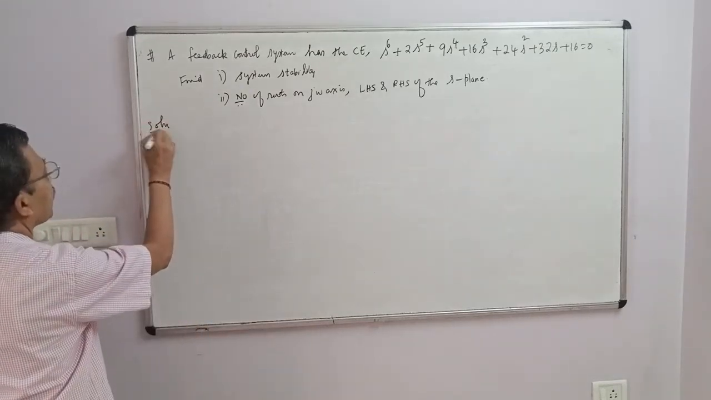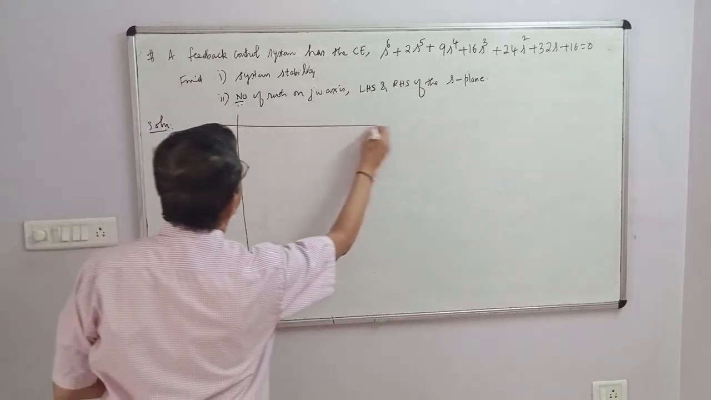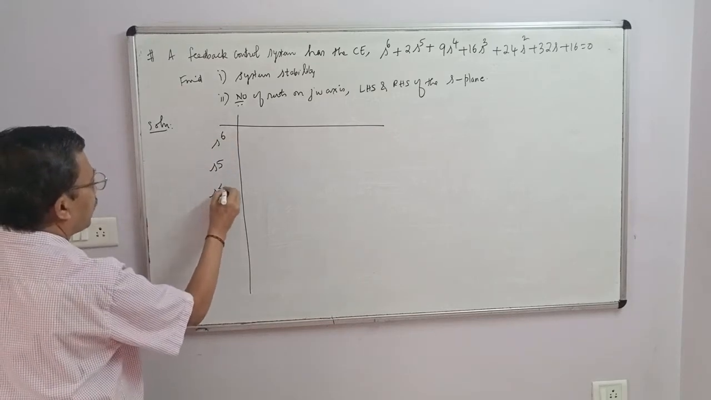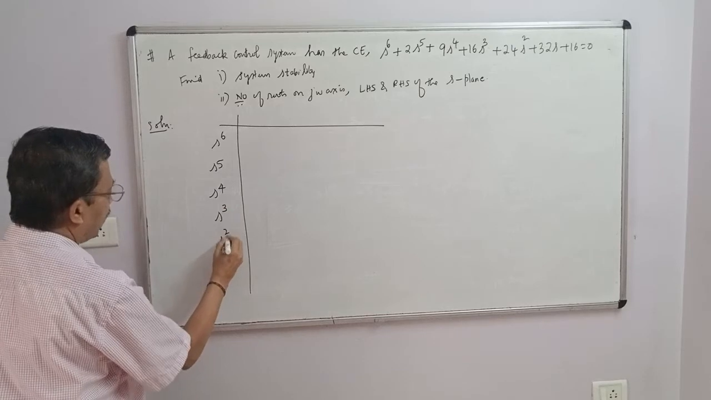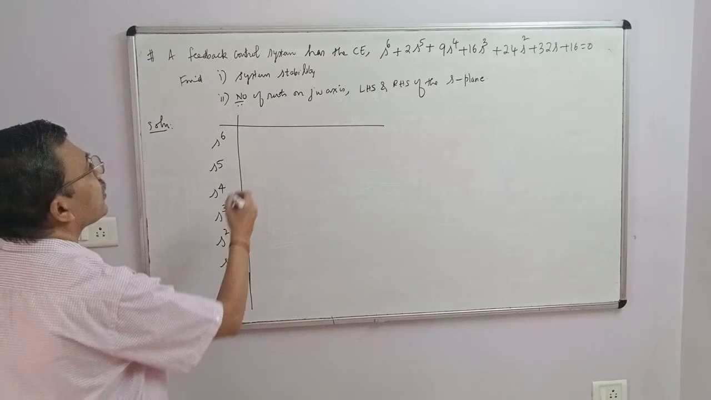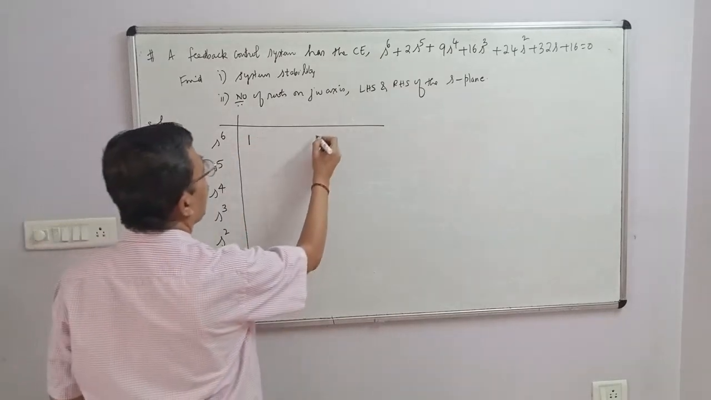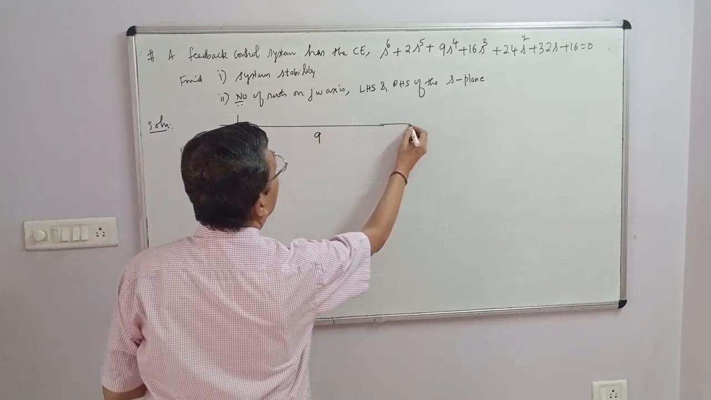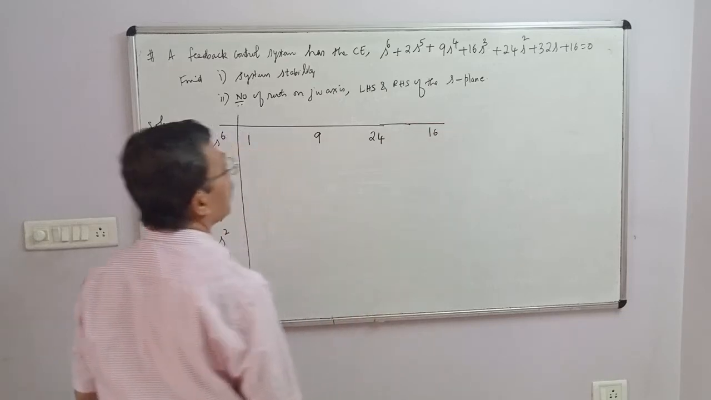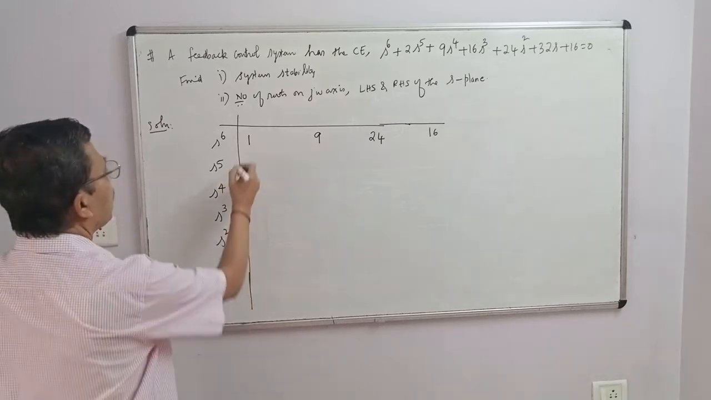Solution. The Routh array is s to the power 6, s to the power 5, s to the power 4, s cube, s square, s to the power 1, s to the power 0. This is 1. Coefficient of s to the power 6 is 1. Coefficient of s to the power 4 is 9. Coefficient of s square is 24. Coefficient of s to the power 0 is 16. So the first row is 1, 9, 24, 16.